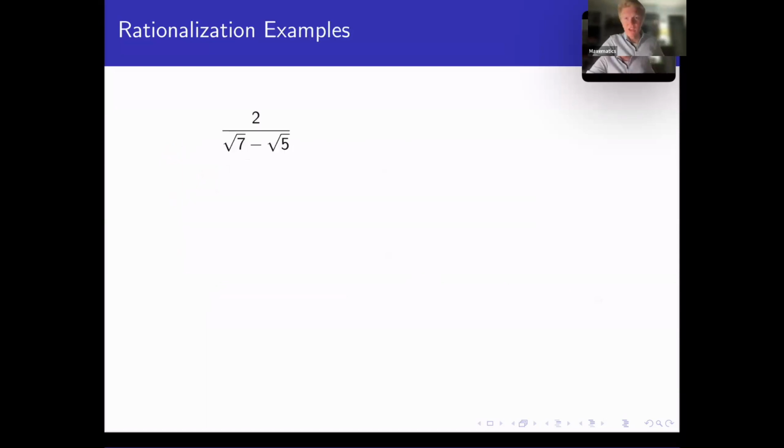Okay, so let's do one very brief example of that. 2 over the square root of 7 minus the square root of 5. So the square root of 7 minus the square root of 5, that's 2 square roots in the denominator. We don't like that, so let's multiply by the conjugate. The conjugate of the square root of 7 minus the square root of 5 is the square root of 7 plus the square root of 5. So we multiply the numerator and denominator by the square root of 7 plus the square root of 5. Again, we can cancel this out and just make it 1, so we're not changing anything.